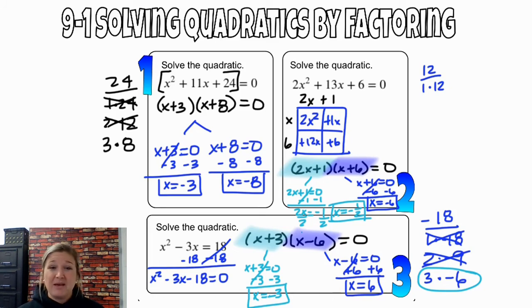And that's it. But what makes this hard is that factoring piece. So if you have questions, be sure to ask.